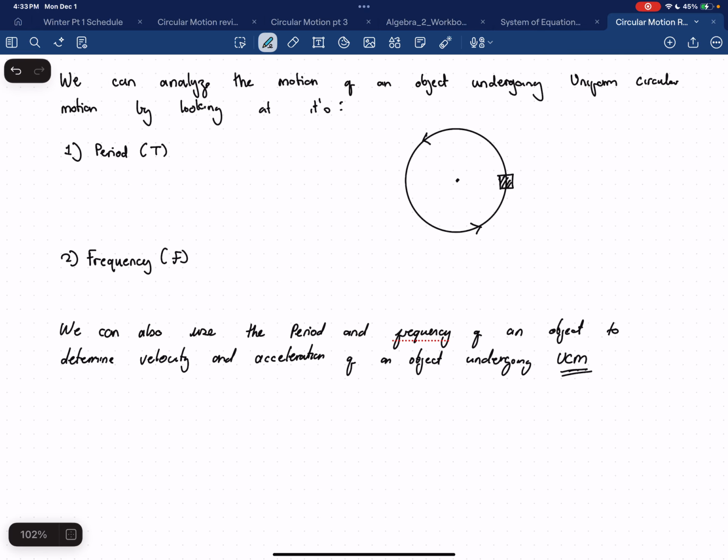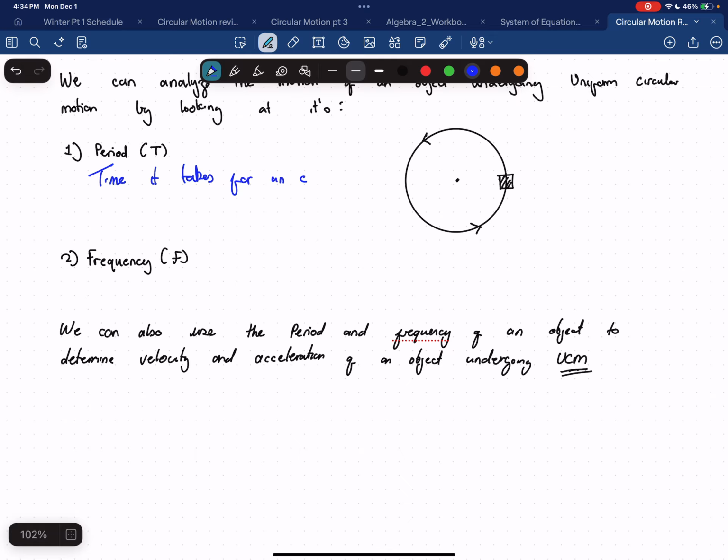We can analyze the motion of an object undergoing uniform circular motion by looking at its period. I wonder if you guys remember what definition I gave you for period. If you don't, well, fortunately, we're here. So, what is a period? A period is the time it takes for an object to complete one revolution.